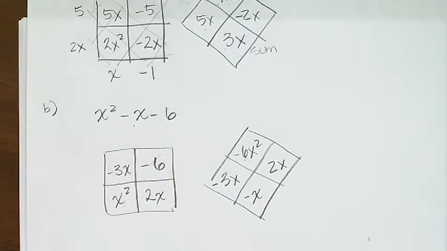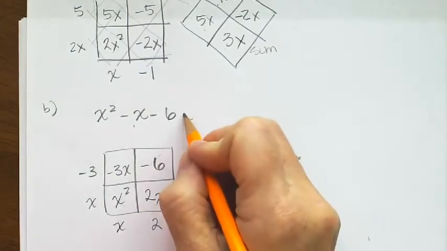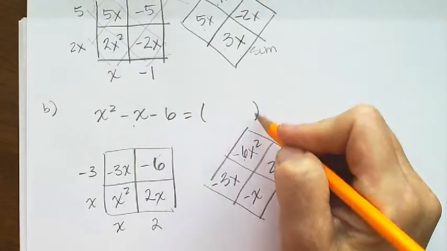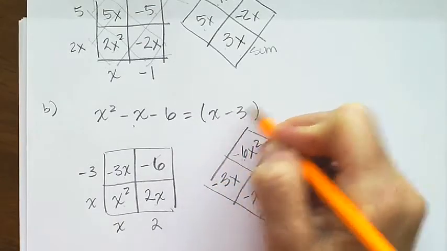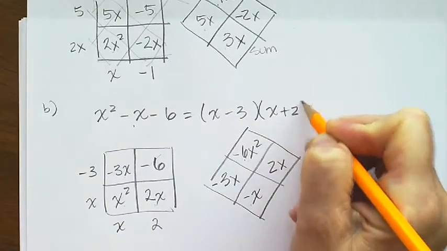So if we were using tiles, we would actually use red tiles, 3 red x tiles here, 2 positive x tiles here. When you combine them, you would get 1 red x tile left over if you combine them and simplify. Okay, x times x is x squared, x times 2 is 2x, and x times -3 is -3x. So then my length and width would be x minus 3 and x plus 2.